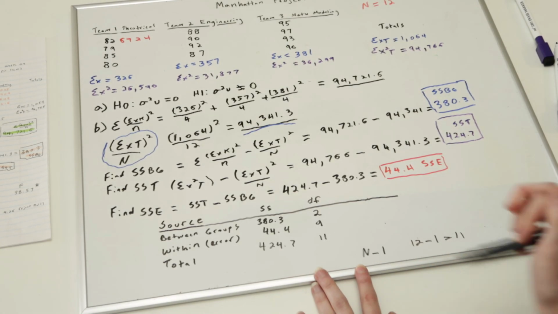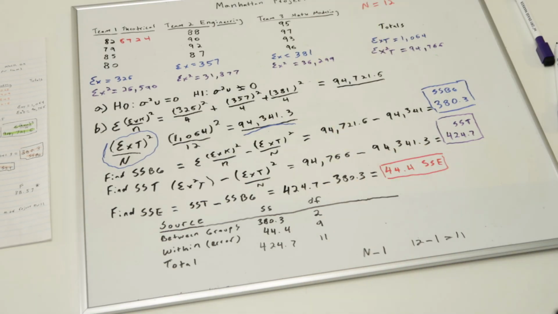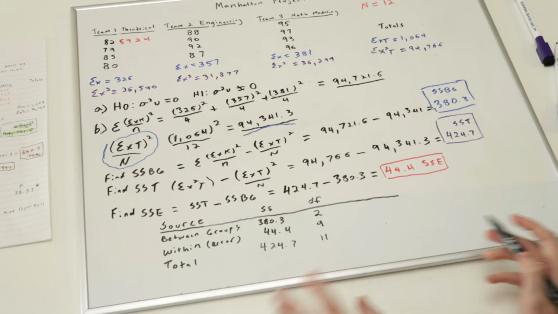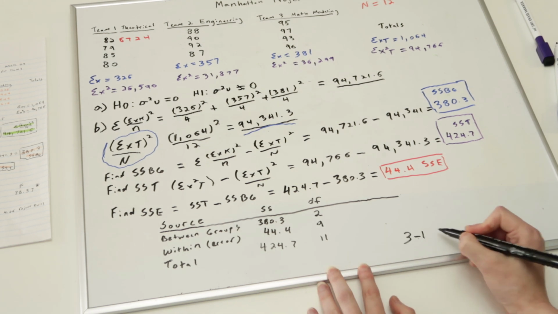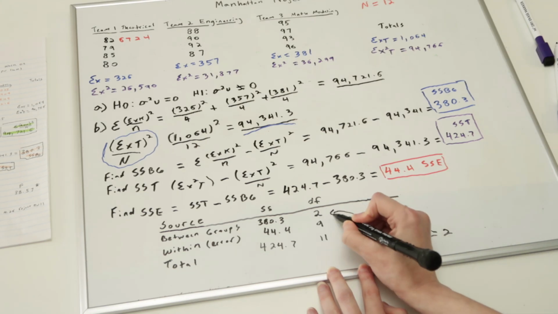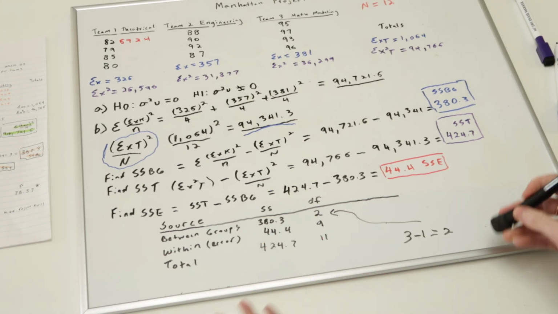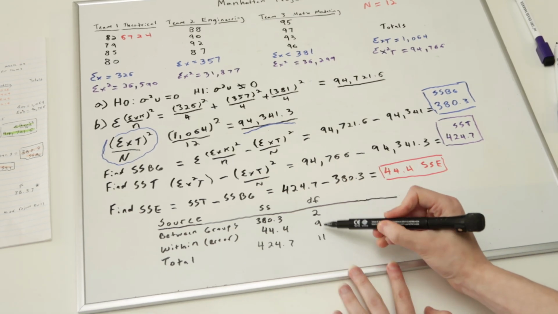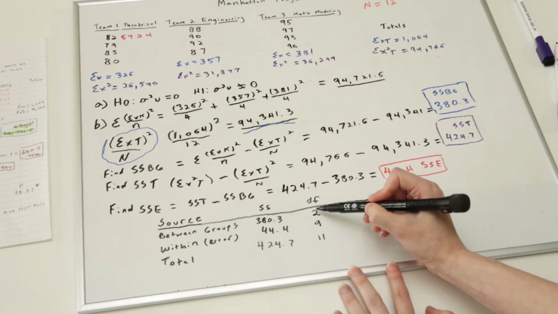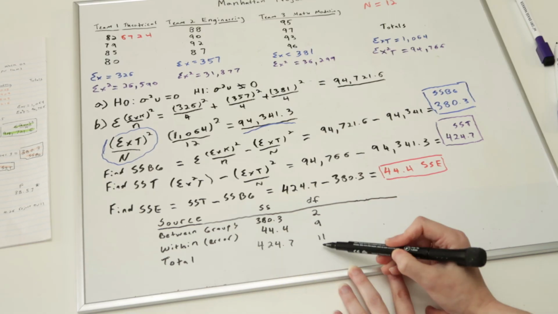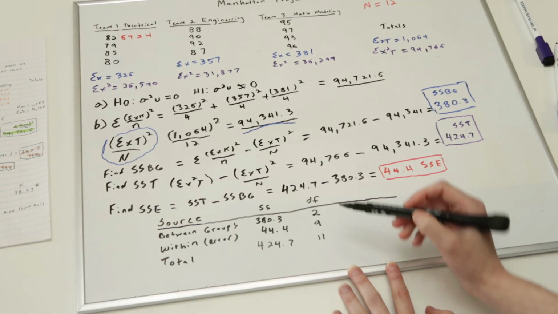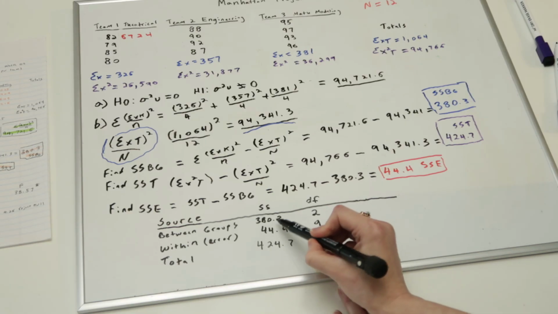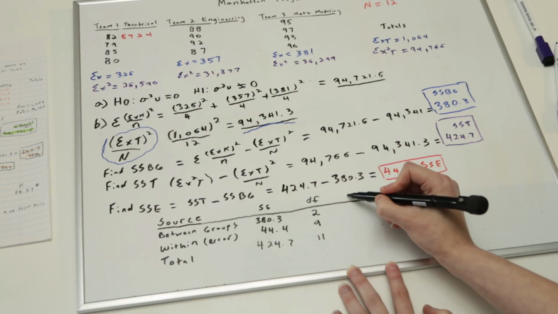So you got 11. And between groups degrees of freedom is the number of groups minus 1. So 3 minus 1 is equal to what? 2. Boom. And what's left over then? 9 is left over, because they should add up. So these should add up to total. So 9, 10, 11. That's how you know you have the right number for the degrees of freedom, if these two numbers add together.